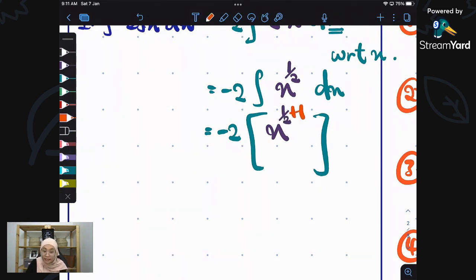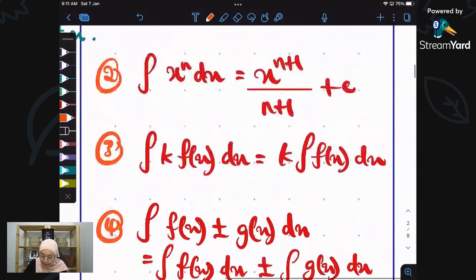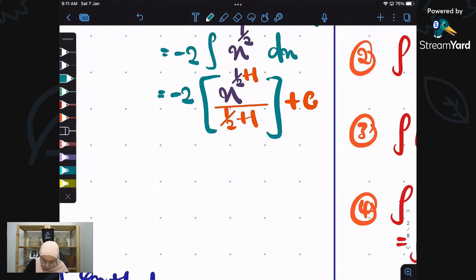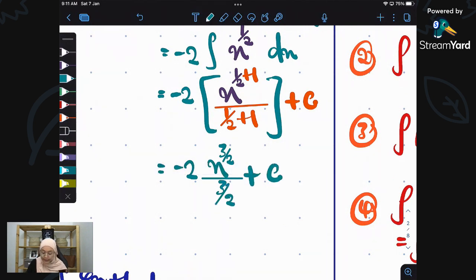This is the formula, guys. 1/2 plus 1 over 1/2 plus 1. It is just literally this thing. 1/2 plus 1, meaning n plus 1. And then don't forget that we must put plus c. Okay, and so we simplify it. We will get x to the power of 3/2 over 3/2 still, and then plus c.